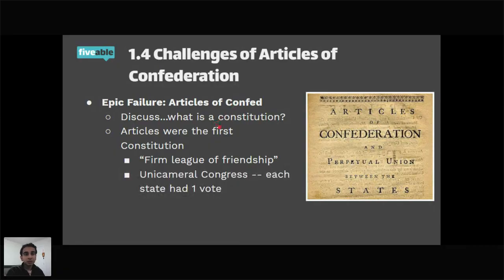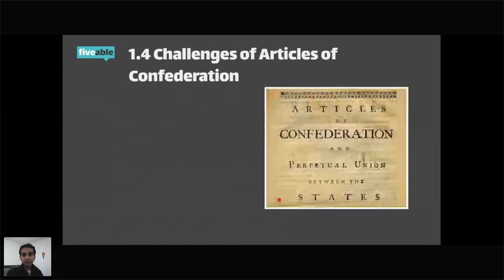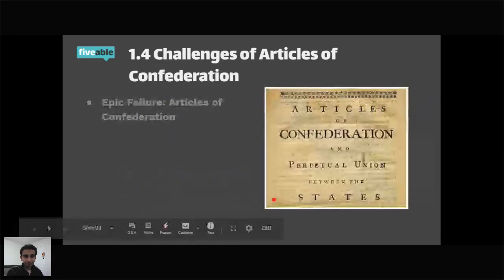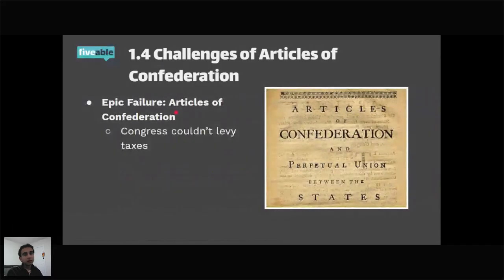So there was a unicameral Congress, so there was no differentiation between population and not population. And each state had one vote. And like I said before, the only branch of government that existed was the legislative branch. The other thing, Congress couldn't levy taxes, so the federal government doesn't get money. What they did was they asked the states, can you give us money?